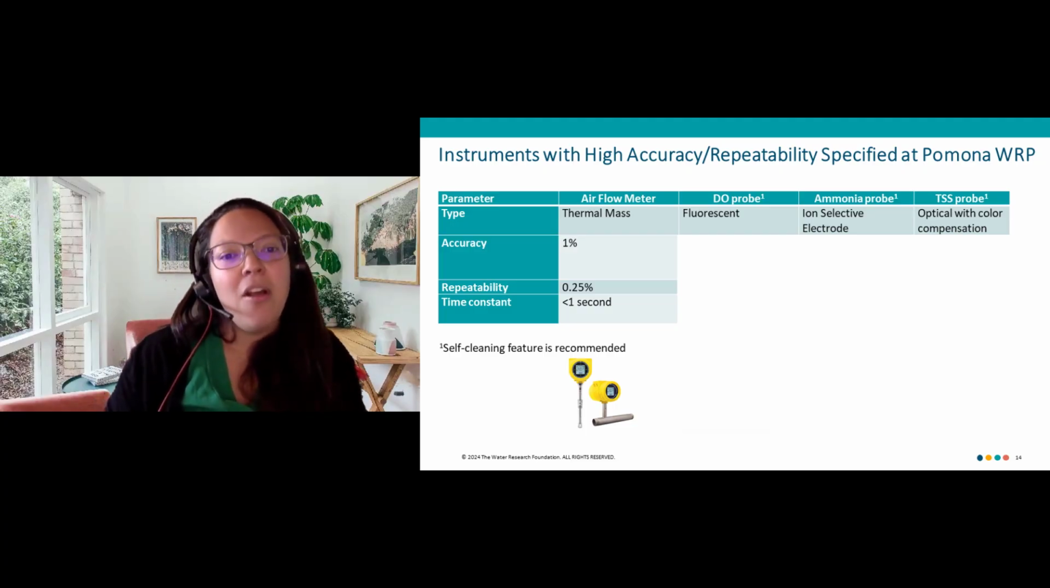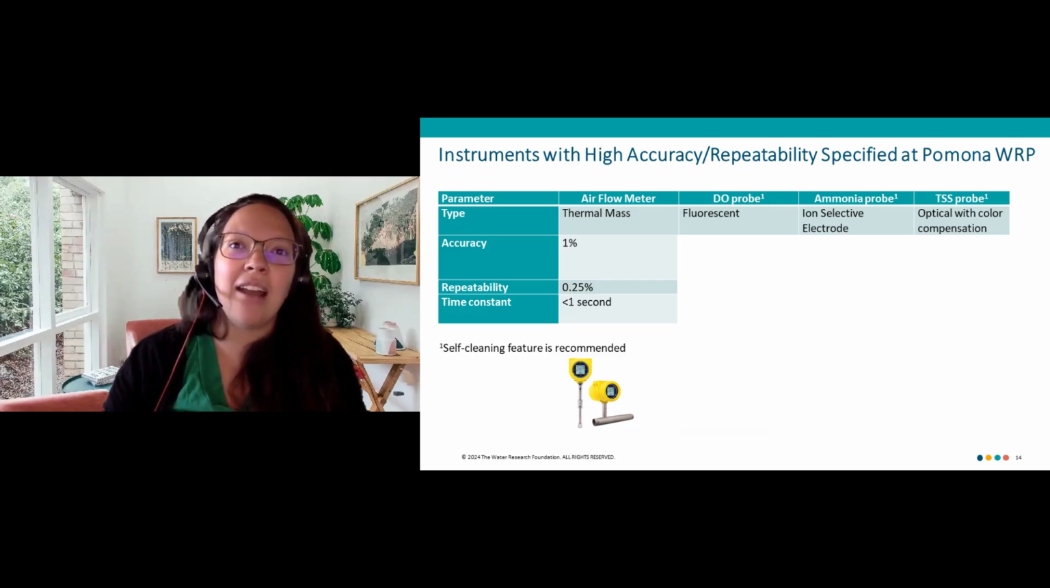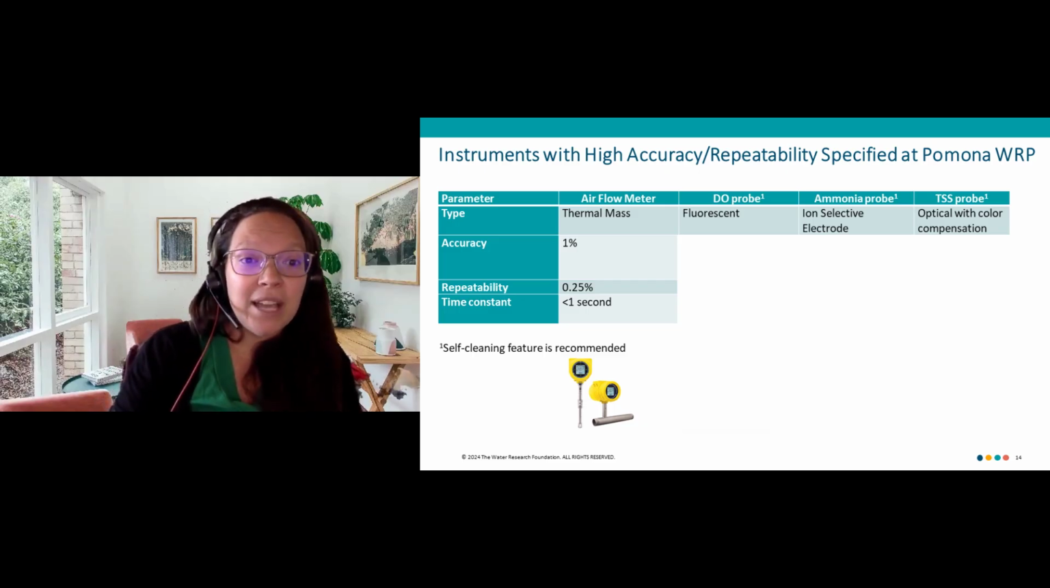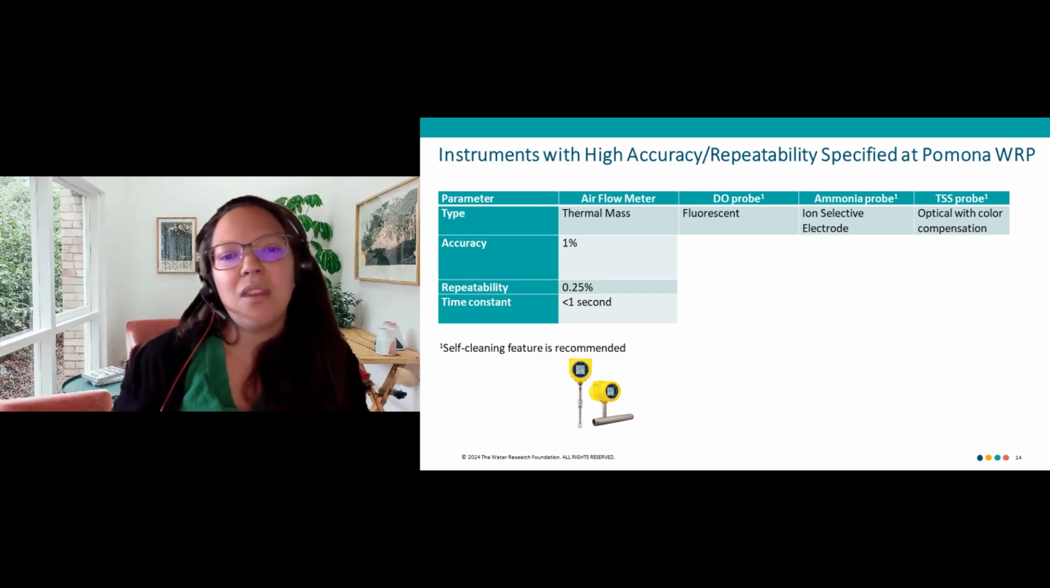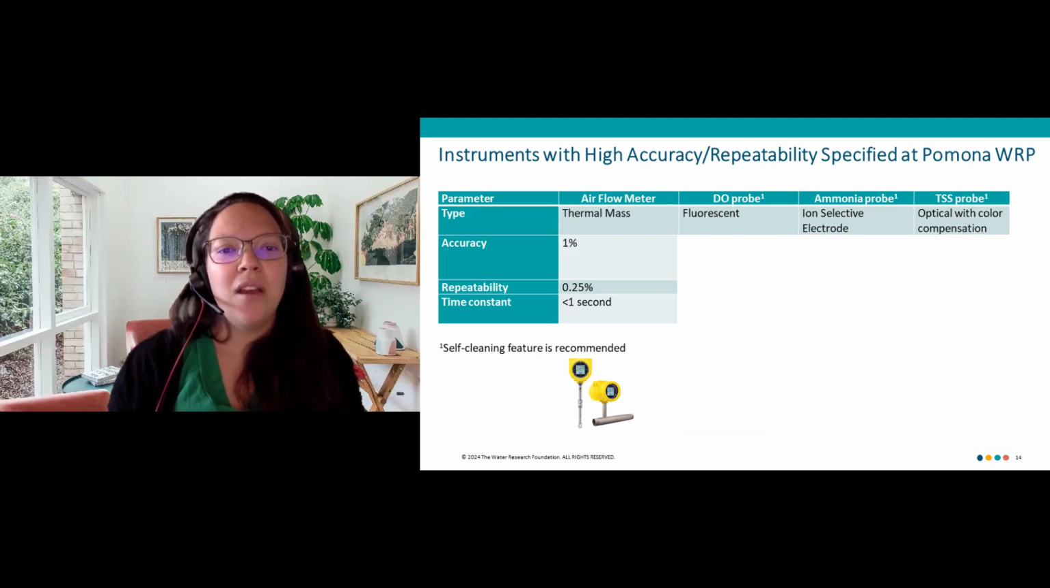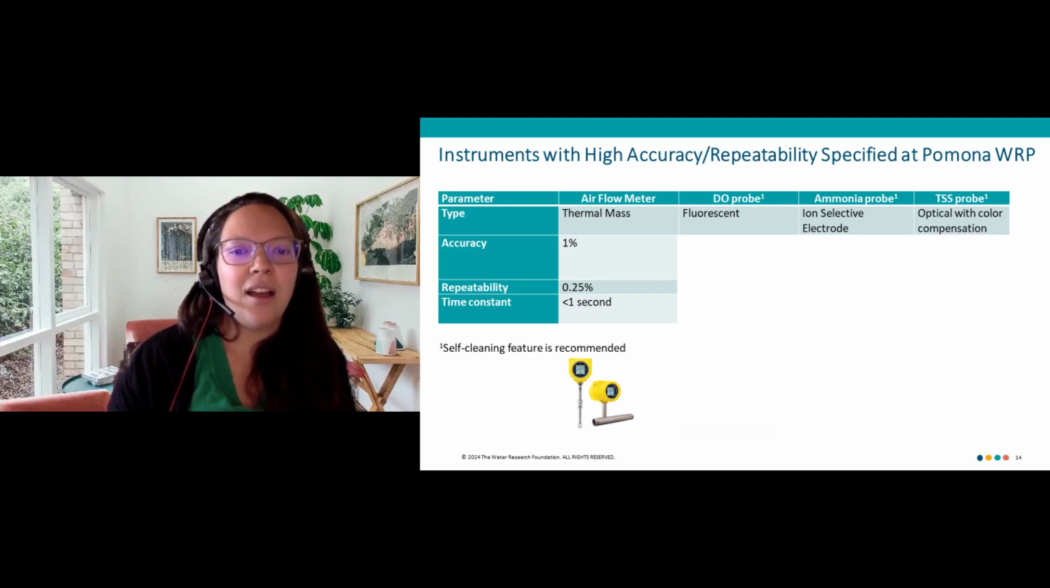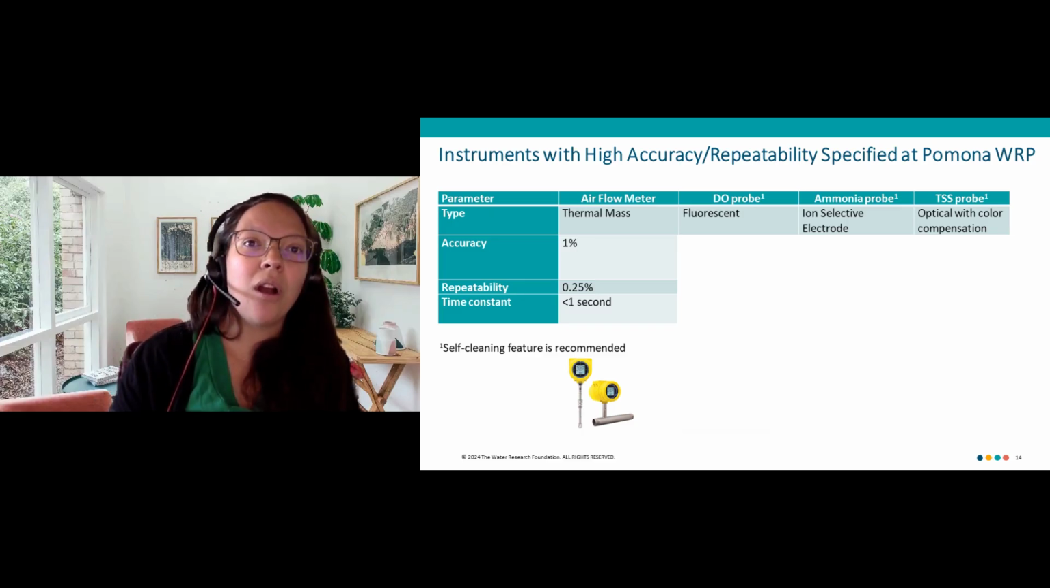For example, thermal mass airflow meters that were selected in this project had a high accuracy of 1%, a repeatability of 0.25%, and a fast response time or time constant of less than 1 second. The fluorescent DO probes, ammonia ion selective electrodes, and TSS probes were also selected for their high accuracy, repeatability, and response time or time constant.